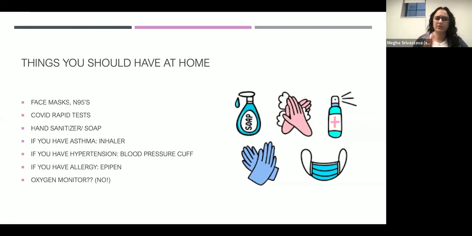Go to nyc.gov as well. I think there are times where they'll send you rapid tests for free. So have those just in case, and hand sanitizer, and soap that has antibacterial in it. If you have asthma, you obviously should have an inhaler. If you've been diagnosed with asthma and you're not needing an inhaler recently, that's great. Hypertension, you should be able to monitor with a blood pressure cuff. If you have an allergy, have an EpiPen. And these are all things to talk about with your doctor.